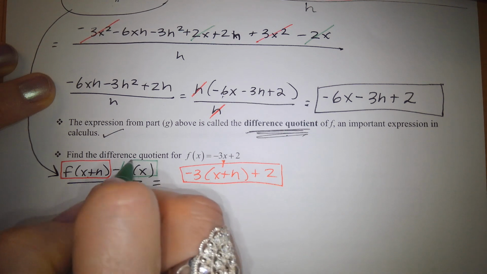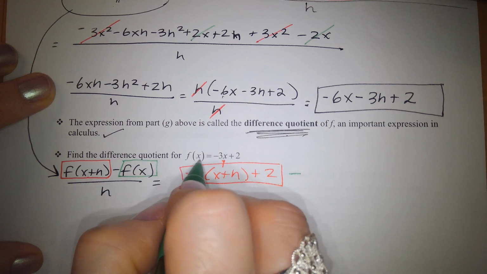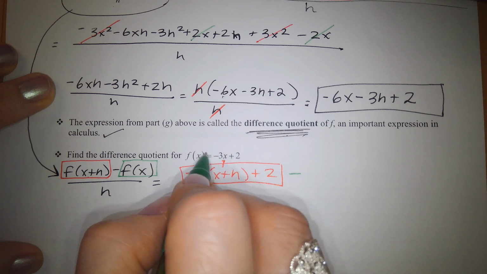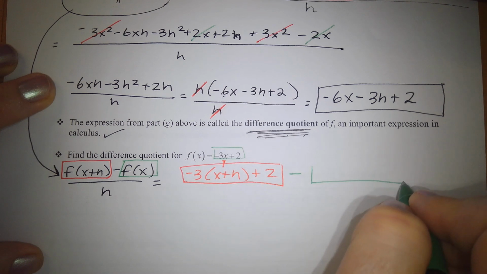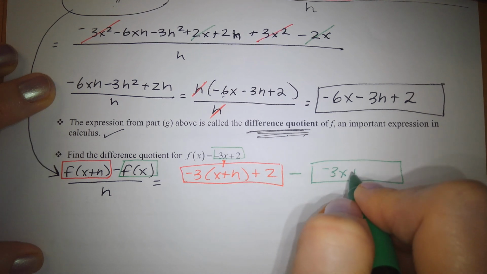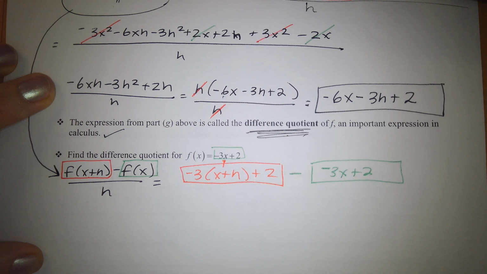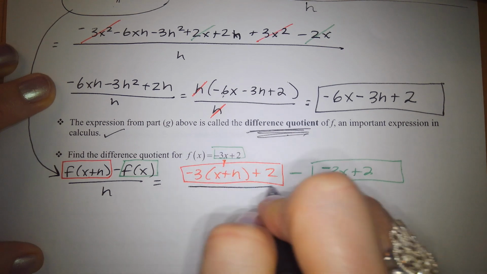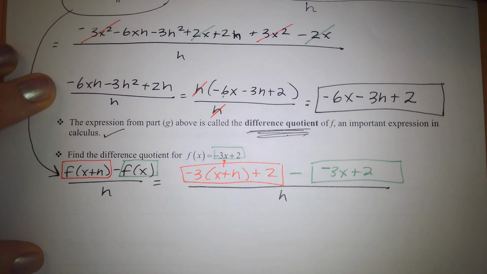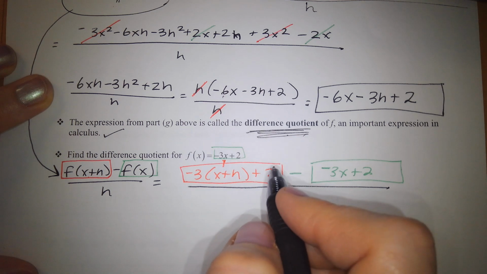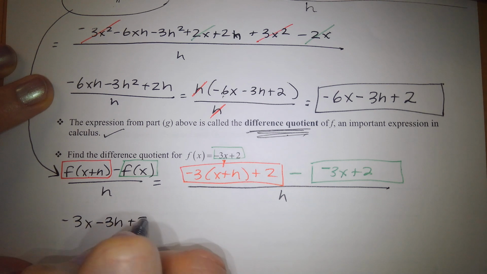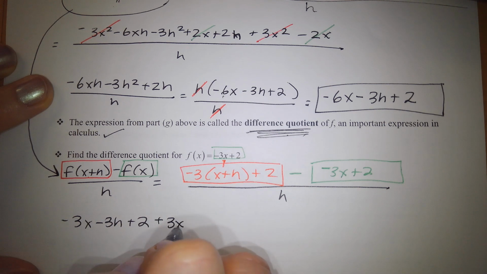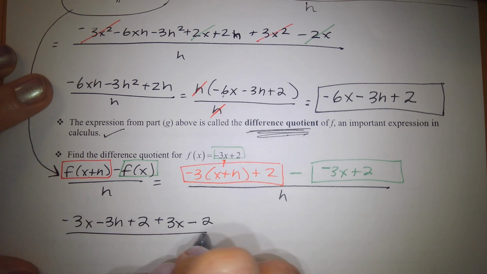Then we're going to subtract f of x. F of x, well, that's already written. F of x is this whole right-hand side. So we're going to subtract negative 3x plus 2. Then we're going to divide all of that by h. So let's simplify. This becomes negative 3x minus 3h plus 2 plus 3x minus 2, over h.